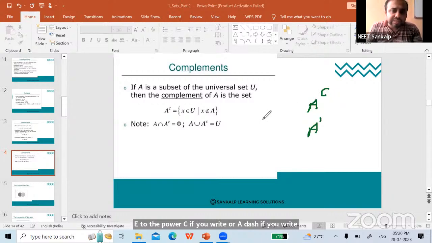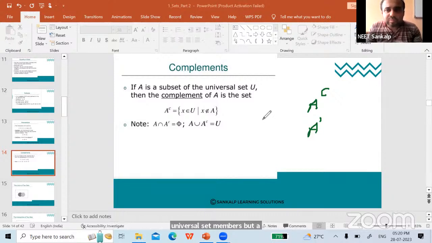So A complement means the set of X such that X belongs to U and X does not belong to A. That means you frame the set such that its members belong to the universal set, but no member of A is present. Let me show you with a small example.